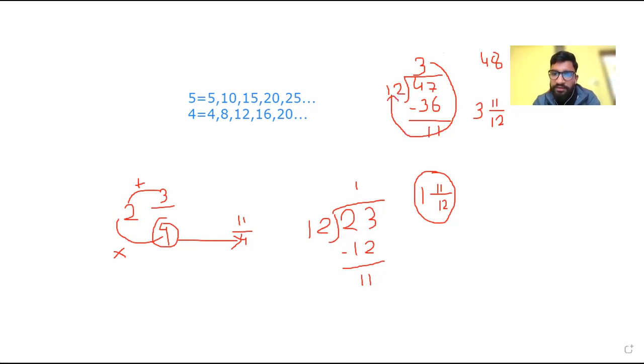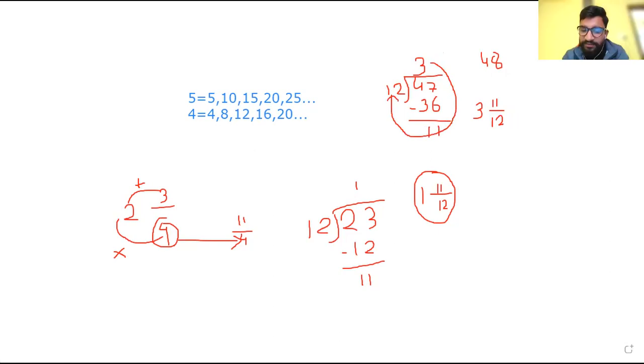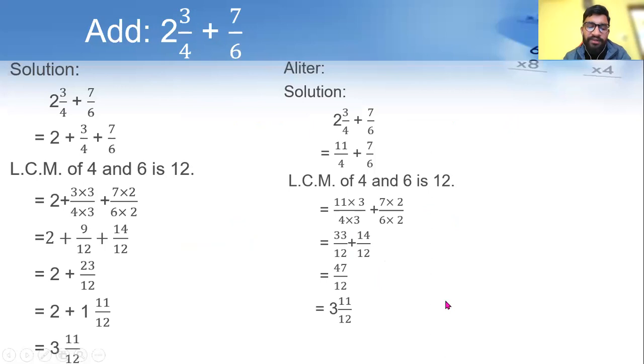So look, what is your answer? From both methods you got the same answer or not? 3 whole 11 by 12. So look, both of the methods are the same. It means you can separate the whole number, add the fractional part, and at last add that whole number, or you can convert the mixed numerals into improper fractions, and at last again if you got the improper fraction you can divide, or you can convert that fraction into a mixed numeral.